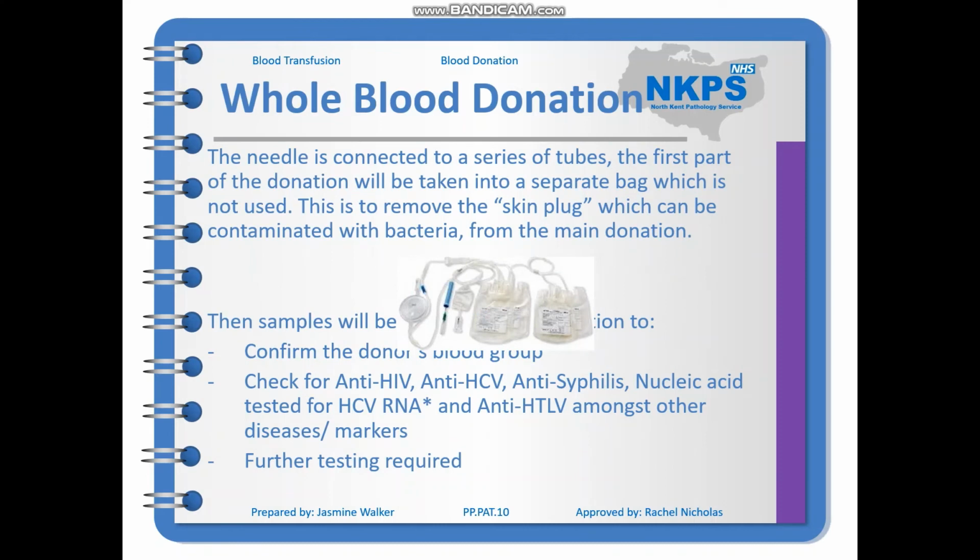The first part of the donation will be taken into a separate bag which is not used. This is to remove the skin plug, which can be contaminated with bacteria. So obviously when you go to get any blood taken, when they've put that needle in there and the bevel, it does remove some of your skin. And obviously your skin is going to be the bit that's got any bacteria on it. And if that goes into the main blood donation, then there's a higher risk of bacterial contamination that could be passed on to the recipient. So they have a separate bag that takes that off.